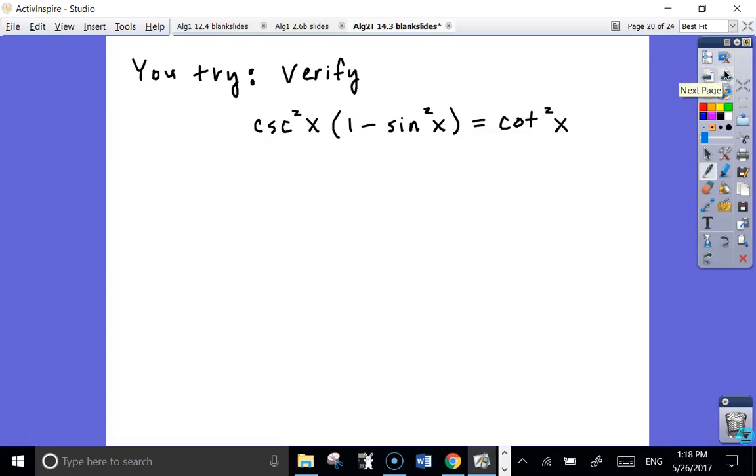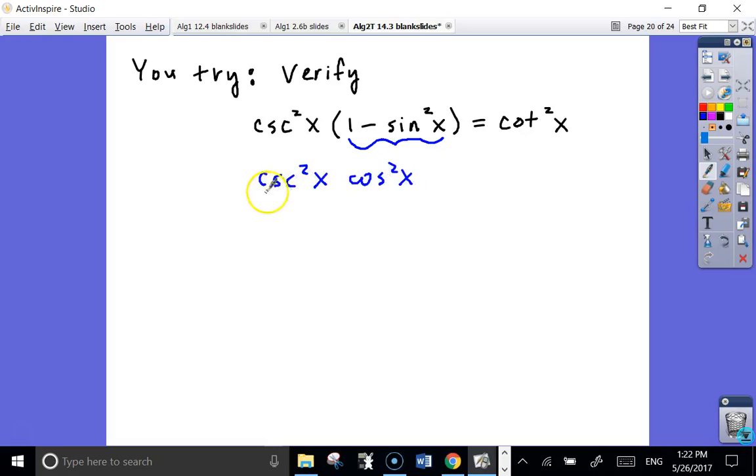Okay, so try to verify that one. Again, notice when you see 1 minus sine squared, that should direct you immediately to that page of the Pythagorean identities. What can I substitute for 1 minus sine squared? Cosine squared. That's got to be the easiest substitution in the world. It should take you less than a second to think. 1 minus sine squared is cosine squared. So you go cosecant squared times cosine squared.